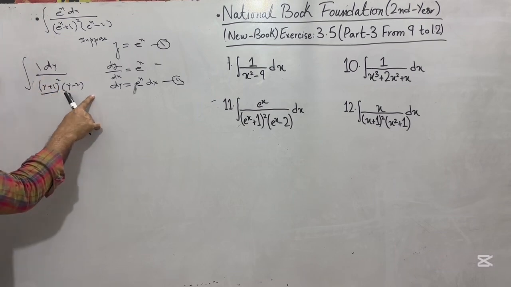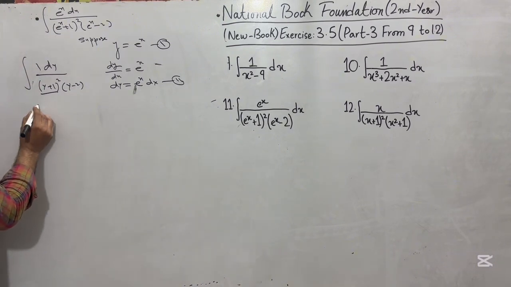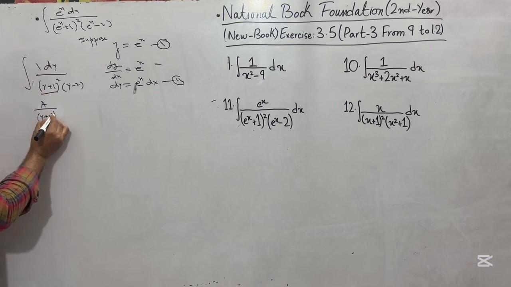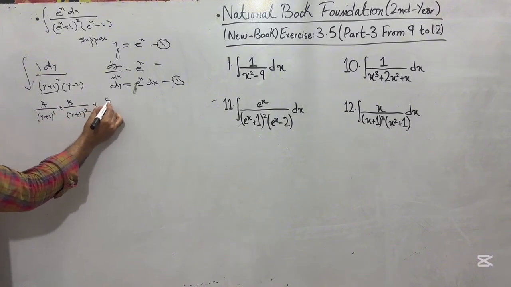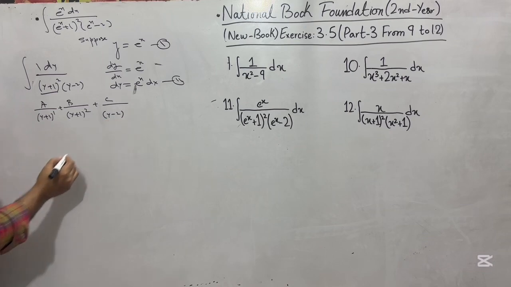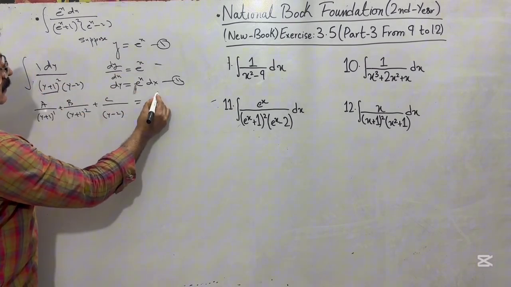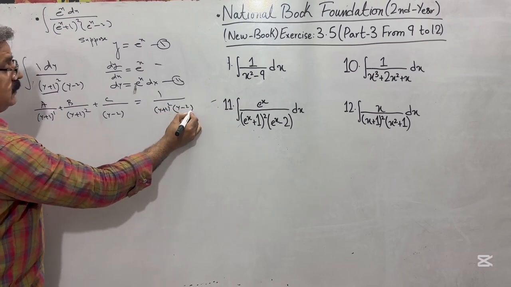The two roots are y is equal to 2 and y is equal to minus 1, to be solved later for x. By resolving into partial fractions, it is a repeated case: A over y plus 1 power 1, plus B over y plus 1 whole square, plus C over y minus 2. If the power had been 4, I would have written A over y plus 1 power 1, B over y plus 1 square, then cube, then power 4. This is equal to the original question, 1 over y plus 1 whole square times y minus 2.